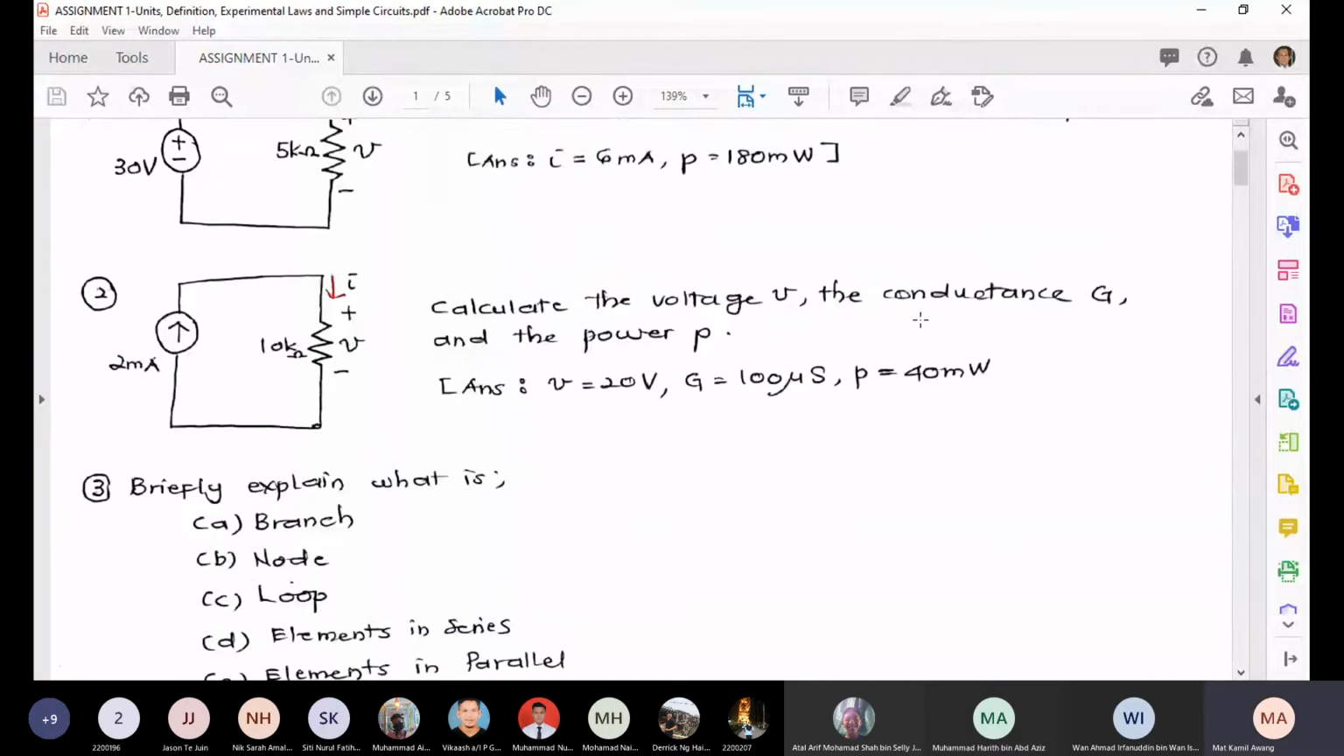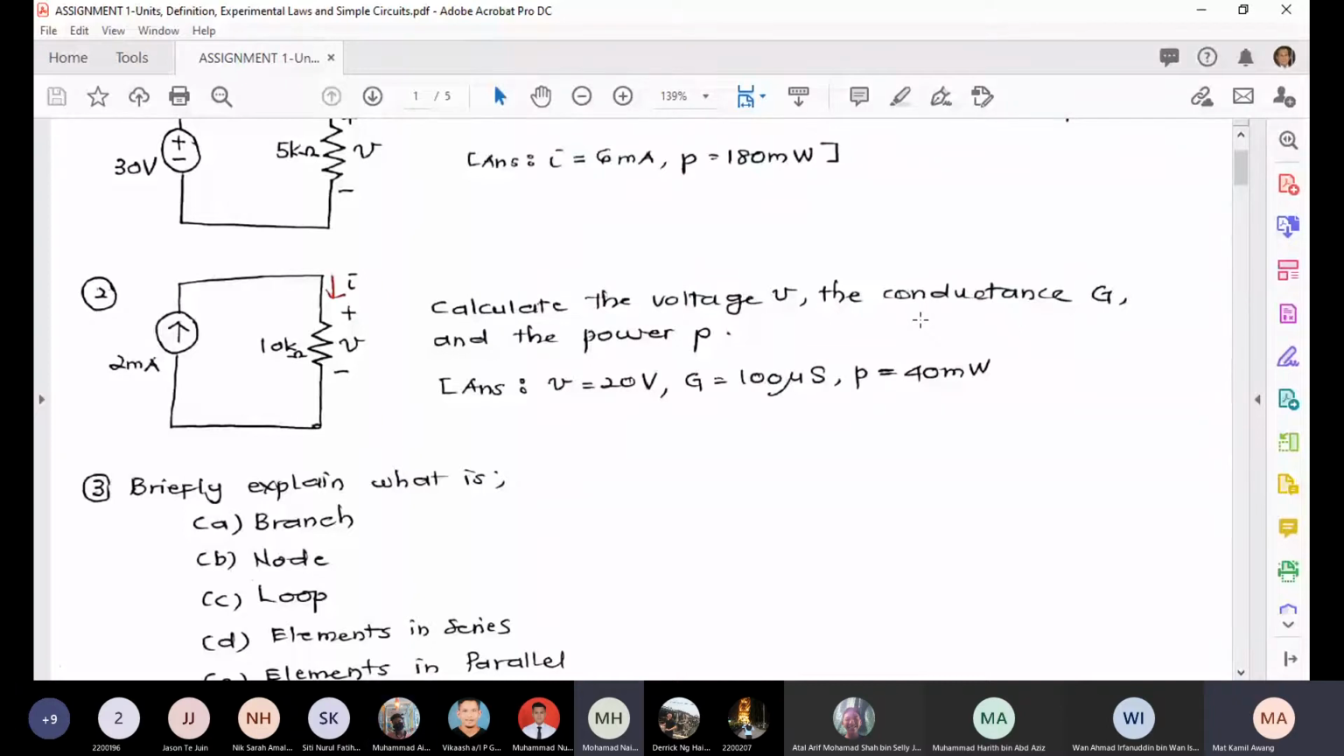Number 2. You are given a similar circuit, but now you have a current source instead of the voltage source, connected to a resistor. The current source is 2 milliamps connected to a resistor of 10 kilo ohms. You need to calculate the voltage V, the conductance G and the power P.